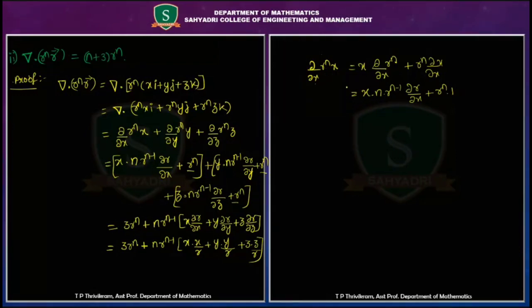Yes, sir. Okay. So if you want, you can note it here. So this one is equal to, we'll continue this. 3 r power n plus n into r power n minus 1 into, here x square will come plus y square will come plus z square.